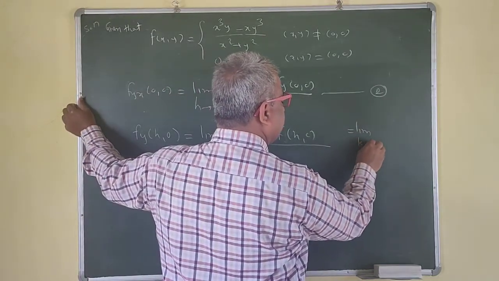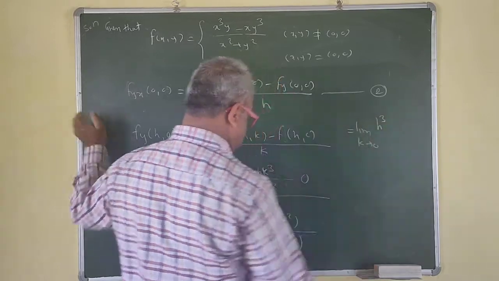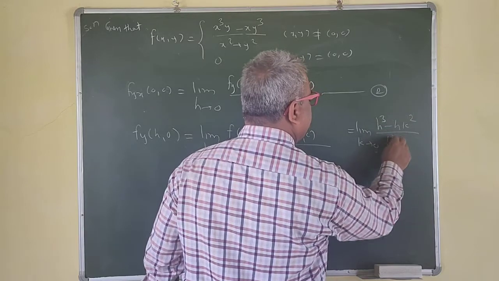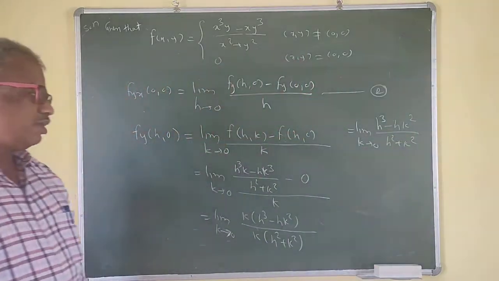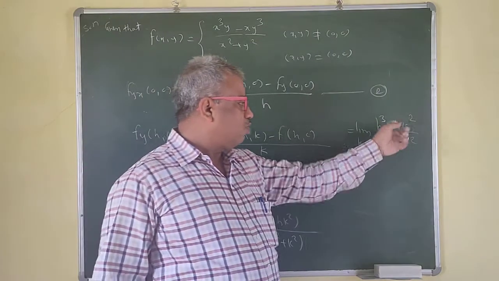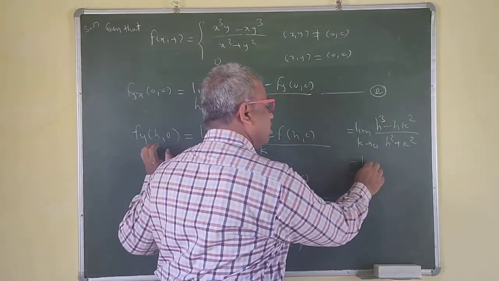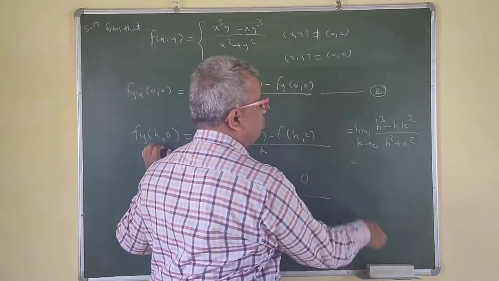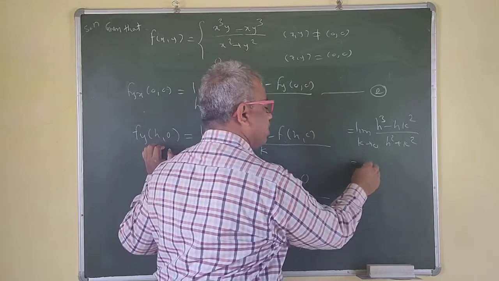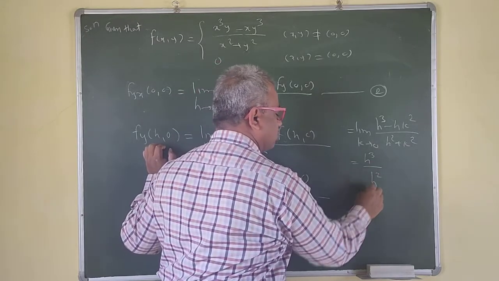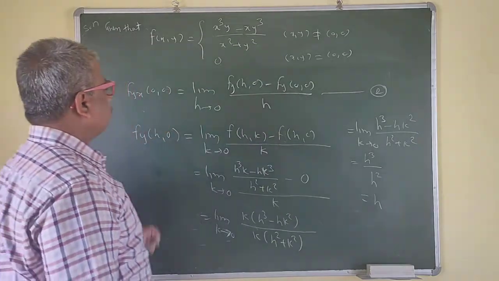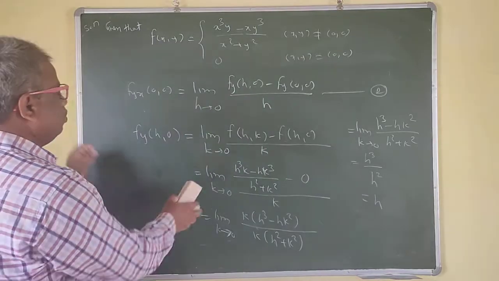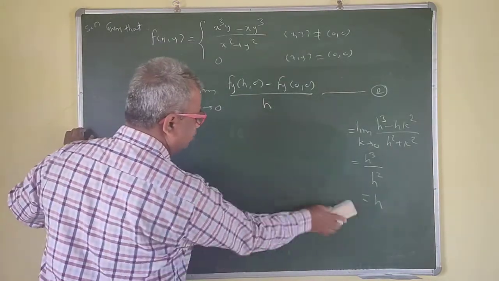So this is limit k tends to 0 of h cube minus h k square upon h square plus k square. Now this is not 0 by 0 form, so put k is equal to 0. If you put k is equal to 0, so what we get? We are taking the limit k tends to 0. So this is h cube upon h square. So this is h, right? Therefore your fy(h,0) is h now.